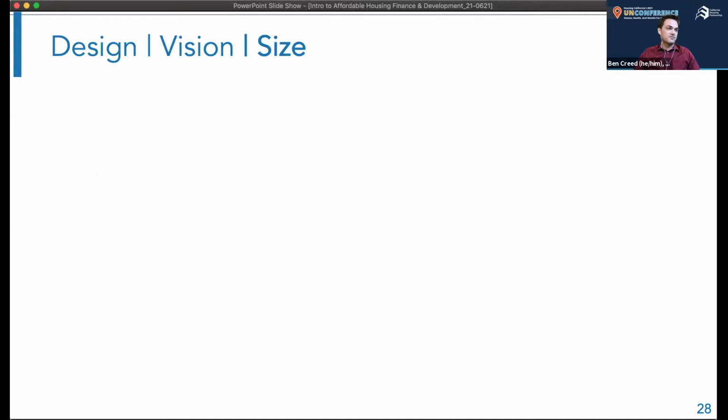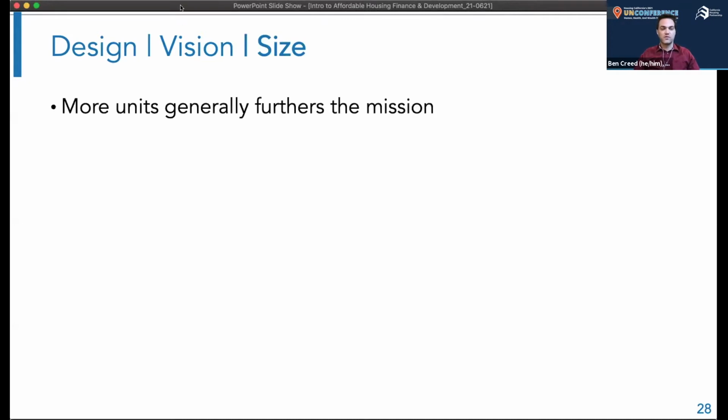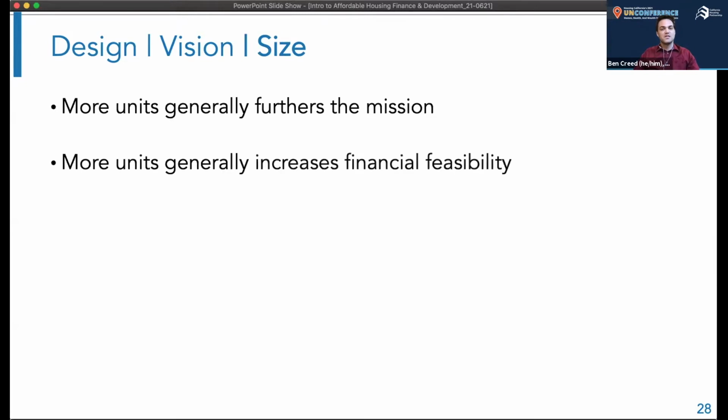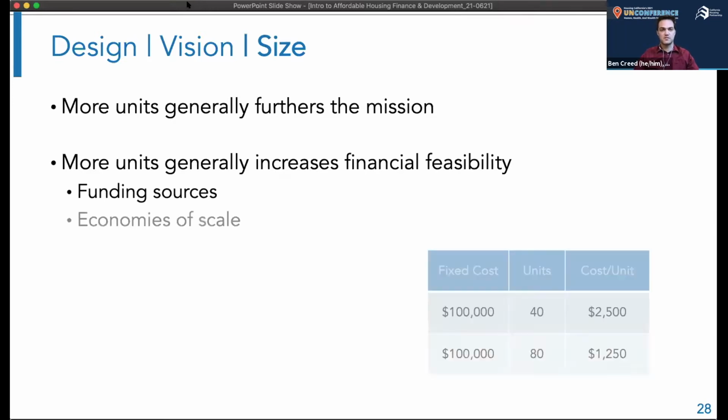Size is the first one, and it's fairly simple. As we mentioned before, the more affordable housing units that you can put in your building, generally speaking, the better you're serving your mission. If your organization serves low-income seniors, you can serve them better by serving 60 rather than 50. Additionally, more units will generally increase the financial feasibility and viability of the project. This is for two main reasons. The first is that local and state public funding sources are often administered on a per unit basis. We're going to talk more about this in the financing section, but all things considered, if you have more affordable units, you will likely be eligible for more public funds to help cover the costs of developing the building.